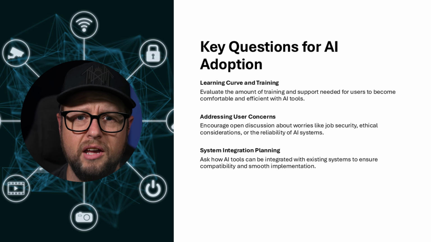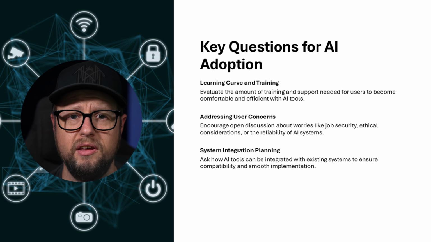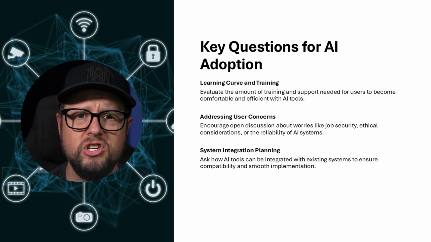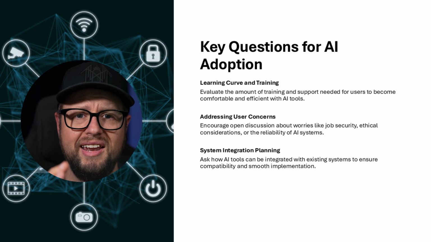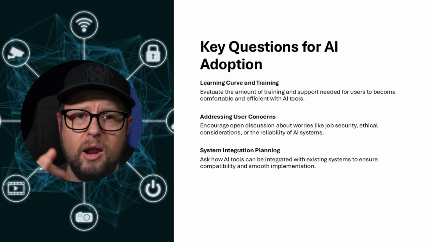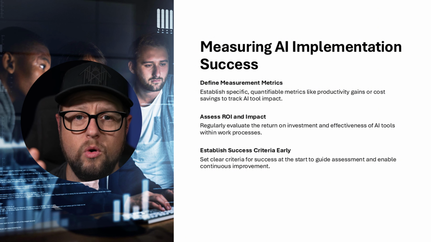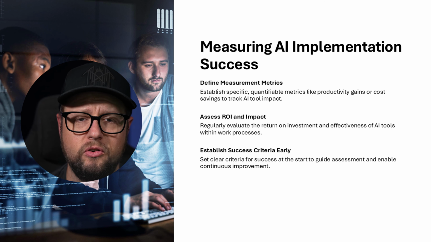To address concerns, ask, do you have any concerns or reservations about adopting AI tools into our work environment? This opens discussions about worries regarding job security, ethics, or reliability. To explore integration, ask, how do you envision AI tools integrating with our current systems and technologies? This helps plan integration strategies and assesses compatibility. To evaluate impact, ask, how do you plan to measure the success and ROI of implementing AI tools in our work processes? This prompts a consideration of measurement metrics and success criteria.